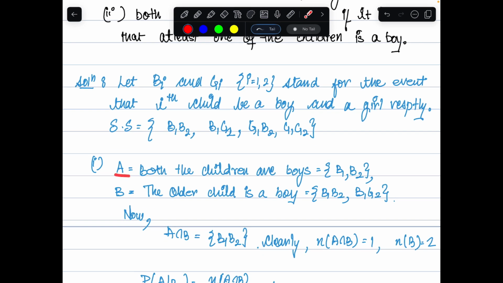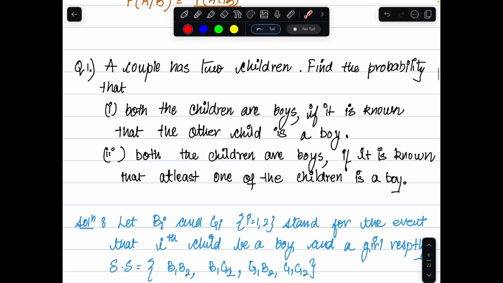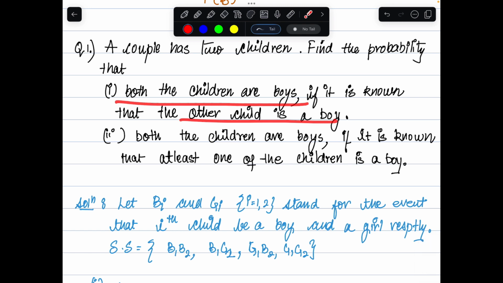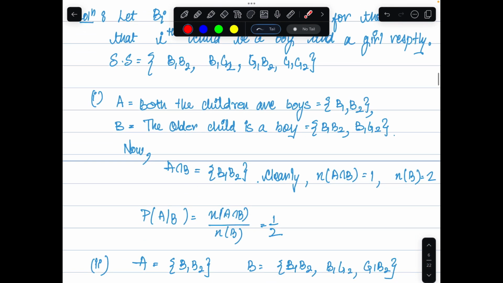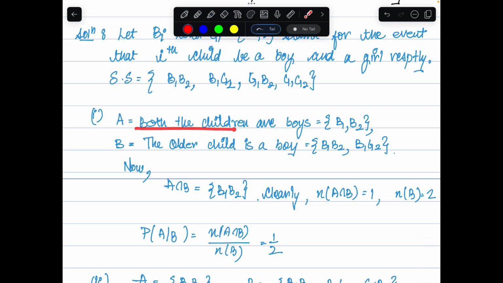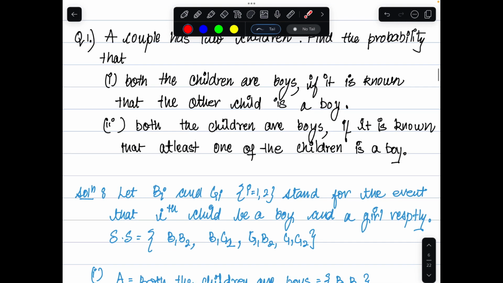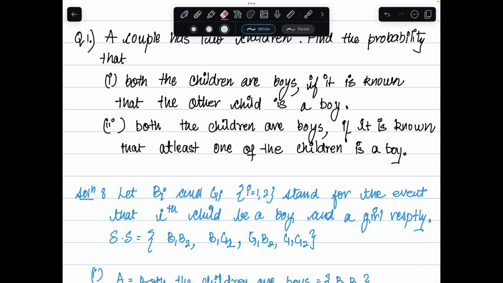Let us say, let A be an event. What is given? Other child is a boy. Okay. I need to find both the children are boy, other child is a boy. So A is both the children are boy. This is what I need to find. So this will come in the numerator. Given that other child is a boy. Sorry, it's not other, it's older. Okay. I'm really sorry. Let me correct that. So it's older.